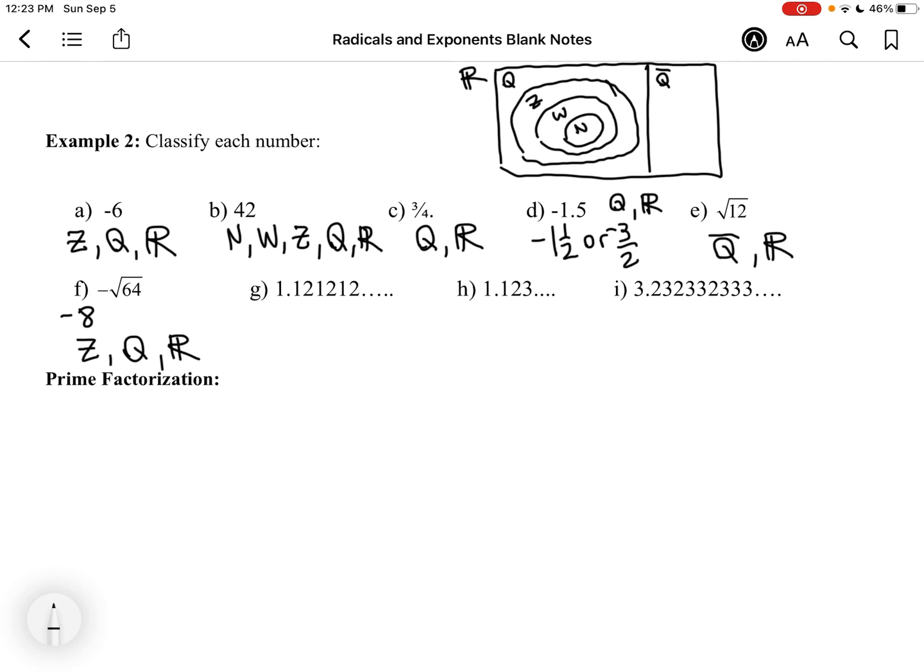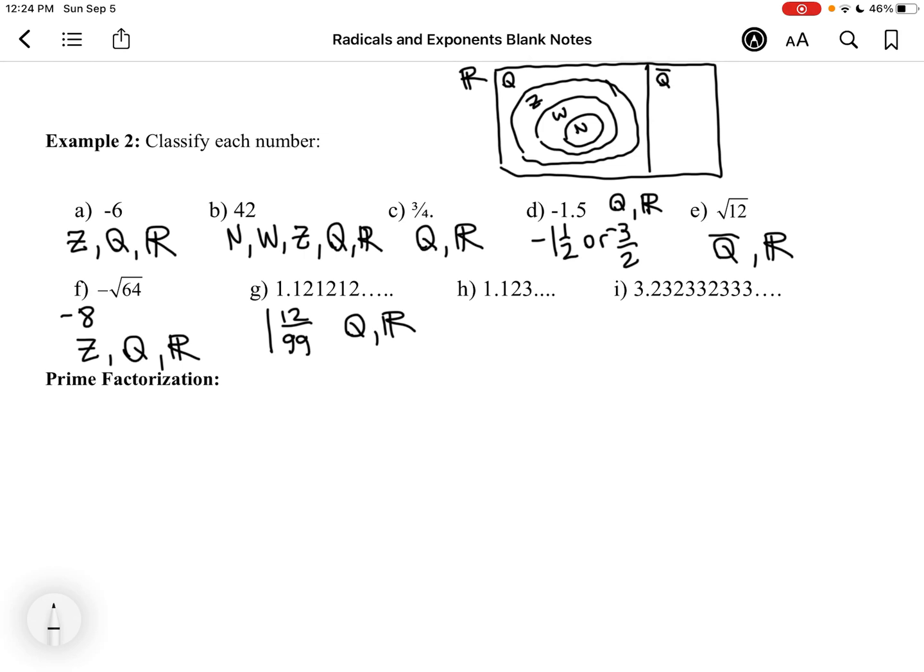Okay, 1.121212, etc. So this is a non-terminating number, but it's a repeating number. The decimals repeat. So this is in fact rational. To figure out the fractional part, you take the repeating part, which is 1, 2, and put it over the same number of 9s. So this number is 1 and 12/99. Okay, so it is rational and it is real.